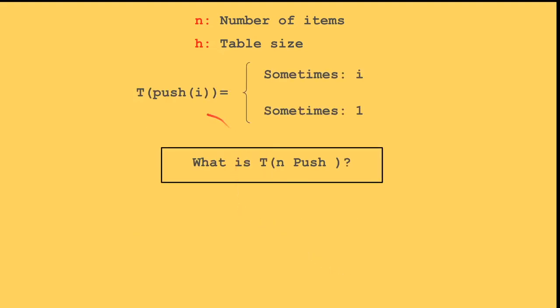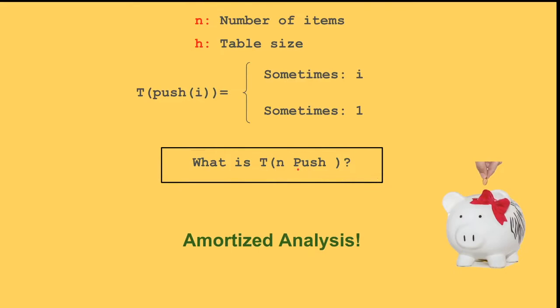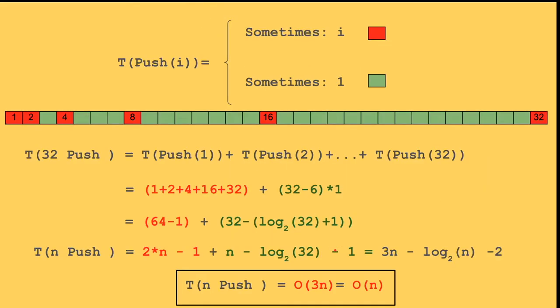So if I have this, just like array doubling, sometimes i, sometimes 1, what is T of n pushes? And again, you guessed it, welcome to amortized analysis. This is very similar to array doubling, so I'm going to explain it very quickly. Sometimes i, sometimes 1. This is pushing inside a hash table.